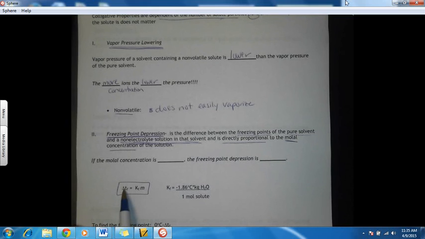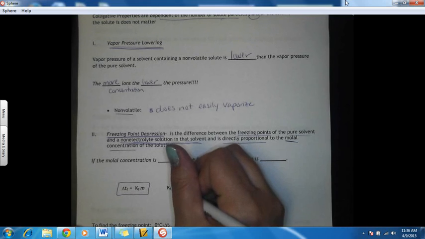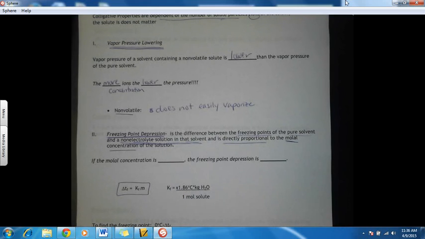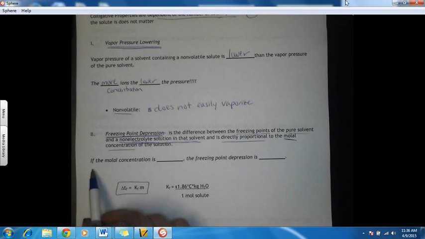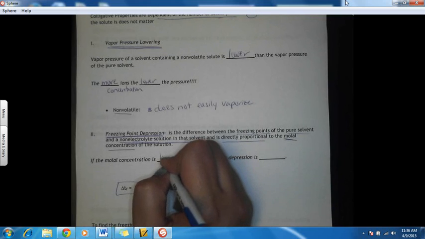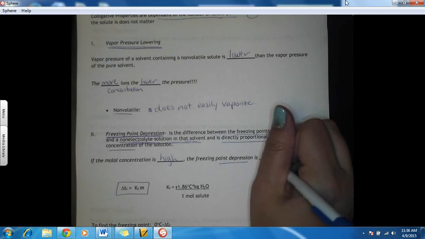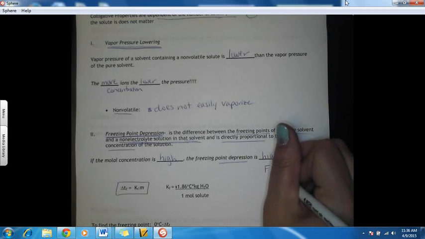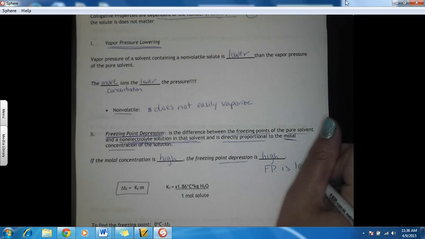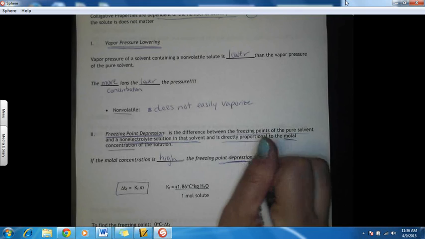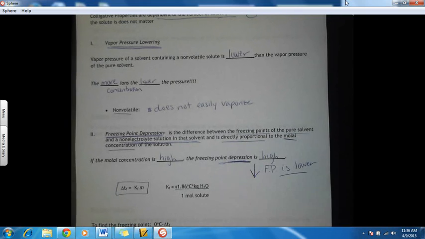So the change in the freezing point temperature is equal to Kf, which is a constant value, times the molality. We don't need the negative here. 1.86 is Kf for water, and that does change if we change the solvent. So if they're directly proportional, if the mole concentration is high, then the freezing point depression is also high, which means that the freezing point is lower. If we have a high depression, we are dropping the freezing point.